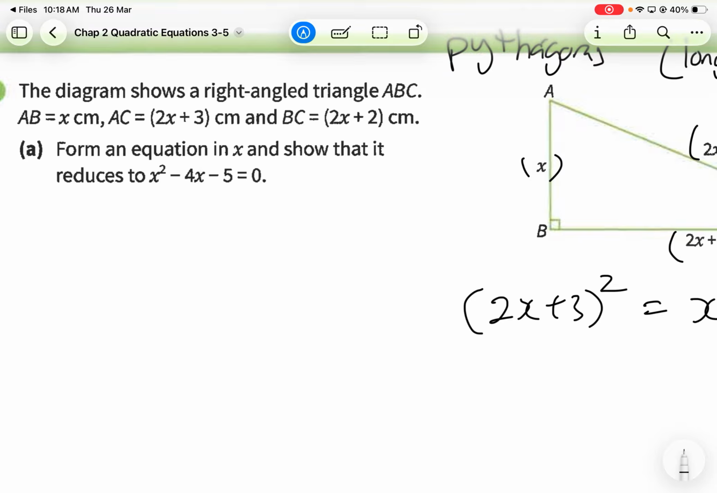You formed the equation already, then your job is to make the equation look like this. So expand. We formed the equation already, then simplify it until it looks like this. Easy.